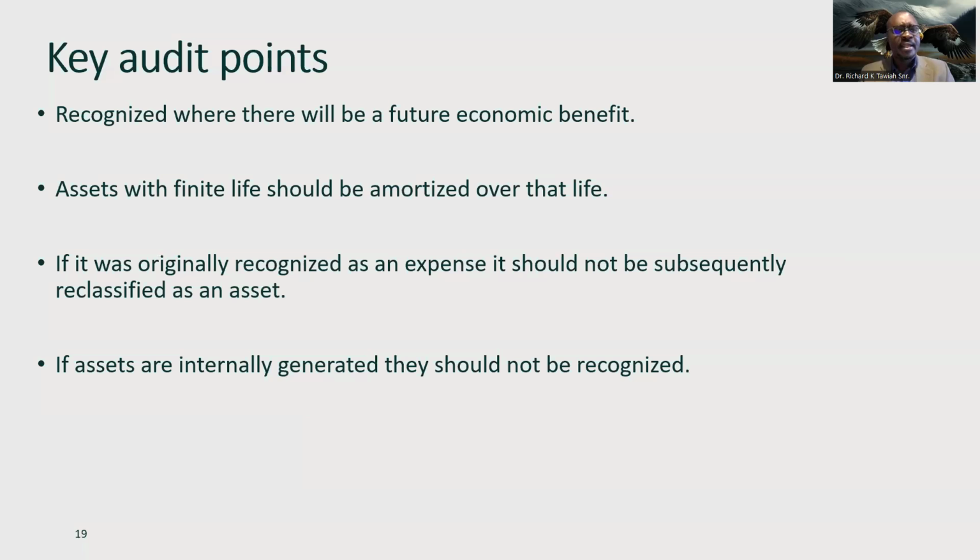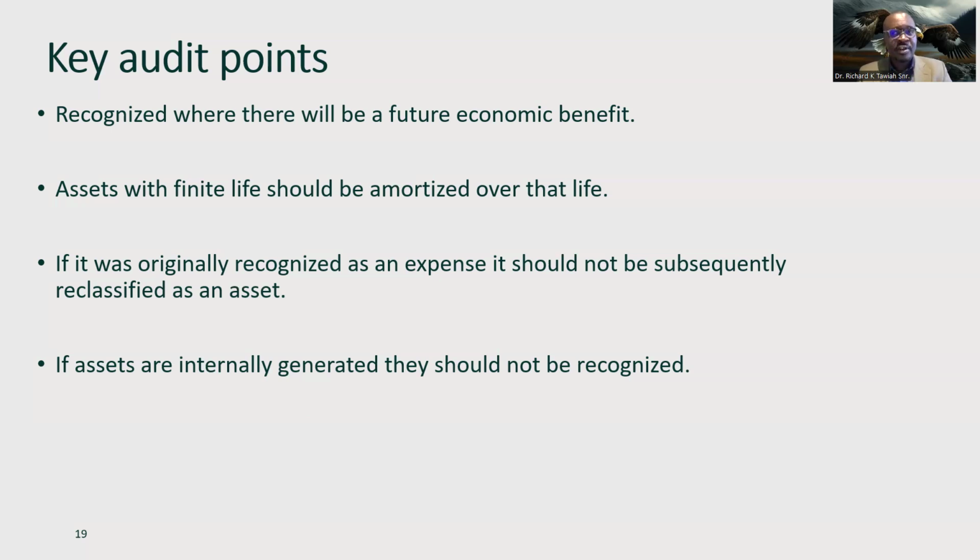Examine them. There are some key audit points we need to look at. For an asset and its definition, check. Will there be future economic benefits flowing to us as a company? Does the asset, if it has a finite life, okay, a definite lifespan, are we amortizing it, depreciating it over that life? If it was originally recognized as an expense, it should not be subsequently reclassified as an asset.